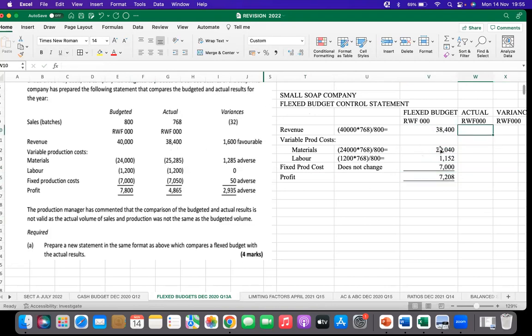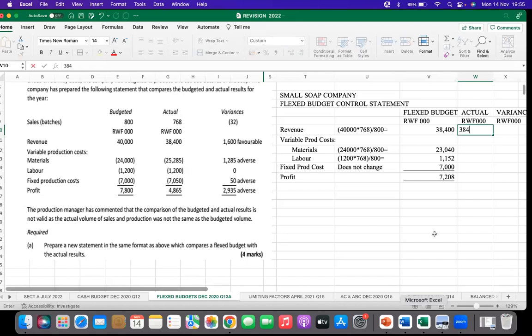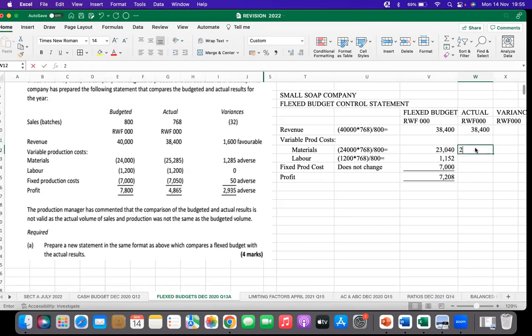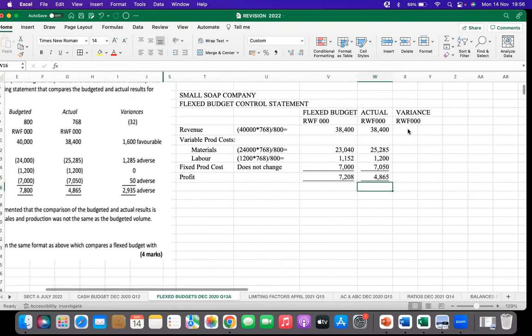Actual remains the same. So our actual revenue here was 38,400. Here we had 25,285, we had 1,200, and 7,050. And this was 38,400 minus 25,285 minus 1,200 minus 7,050, which gives us the profit.